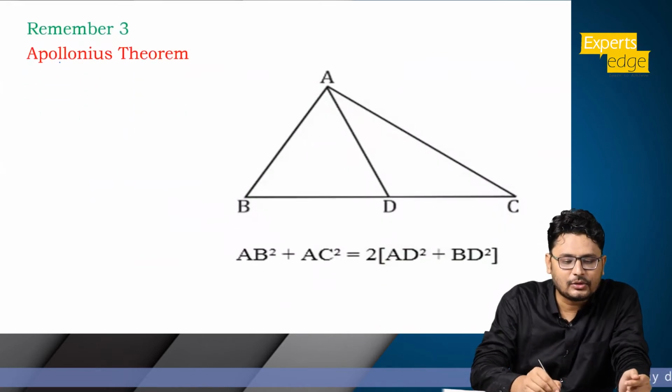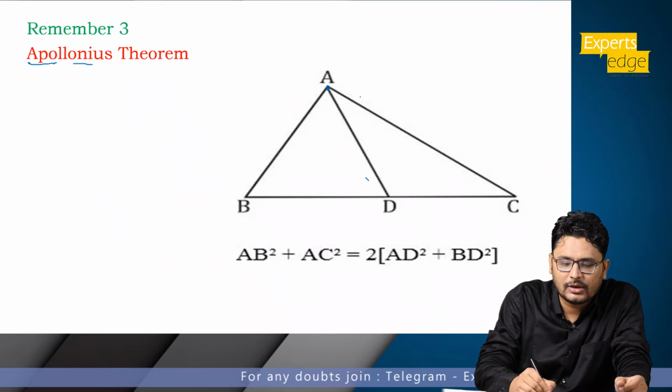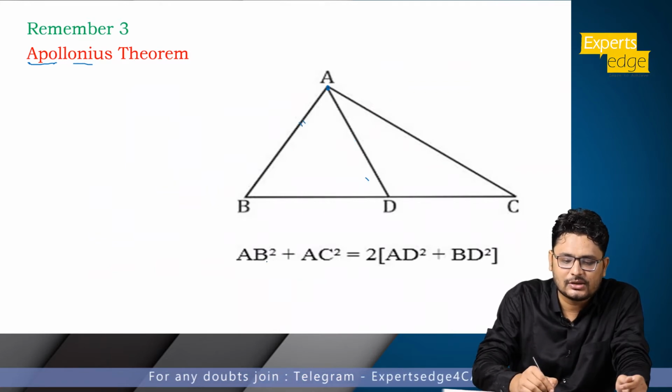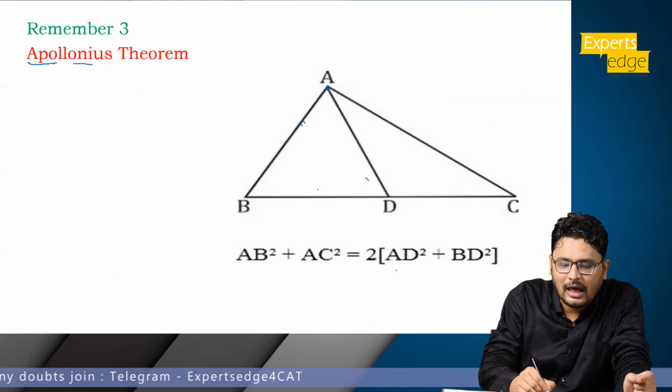अब जब भी मीडियन आए तो ये थ्योरम दिमाग में आना चाहिए, that is Apollonius theorem. What does Apollonius theorem say? अगर ये मेरा AD मीडियन है, so AB square, जिन भी दो वर्टेक्स के बीच में से निकल रहा है, that is AB square plus AC square should be equal to twice of the median and half of anything.